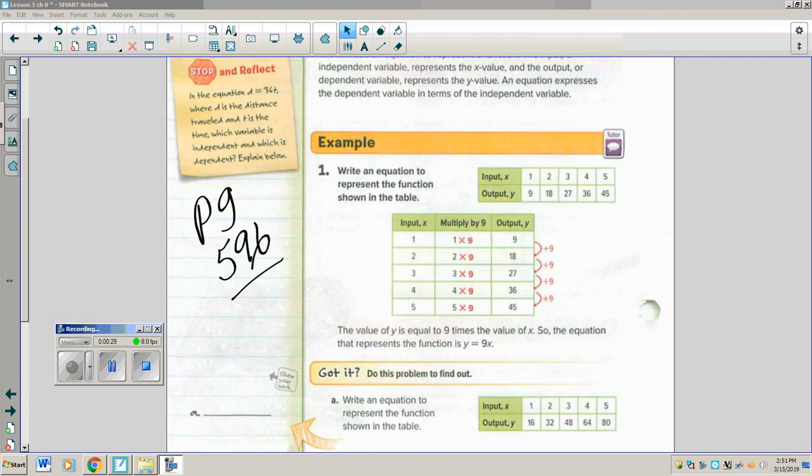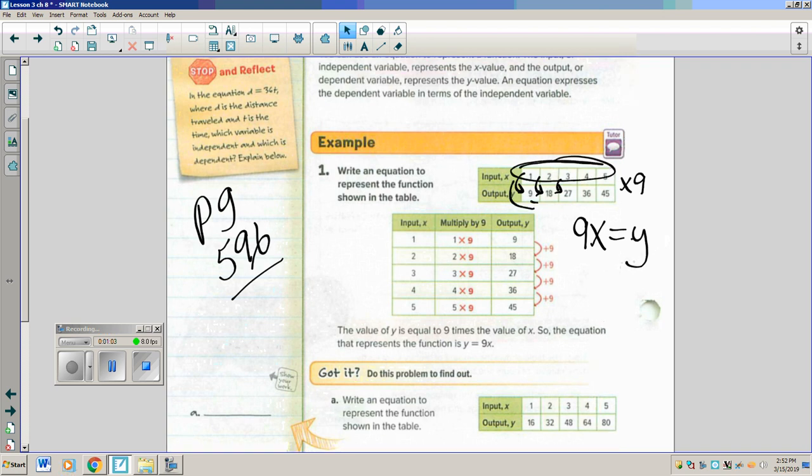Starting out on page 596, we're going to write an equation to represent the function shown in the table. Once again, find the pattern. 1 goes to 9, 2 goes to 18, 3 goes to 27. Whatever the input is, we multiply by 9. So if I write 9 times x, that equals y. 9 times whatever this top number is gives me the bottom number. That's how you write it algebraically.